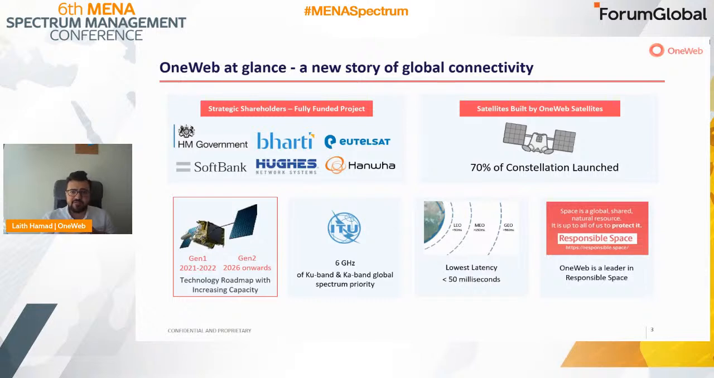I'm glad Zeina touched upon space sustainability. OneWeb cares a lot about space sustainability and space debris, because space is a scarce resource for humanity. We need to make sure that space is also available for the next generation to come. So we have an initiative called Responsible Space, and we are happy to invite everyone to visit our website and learn more about it. Next slide, please.